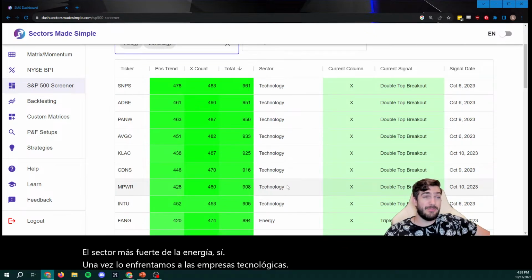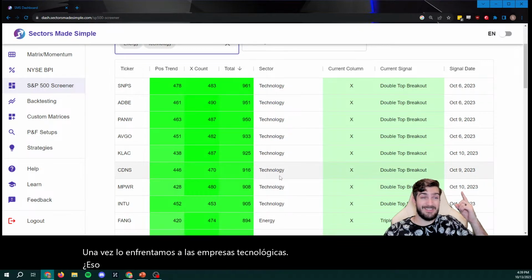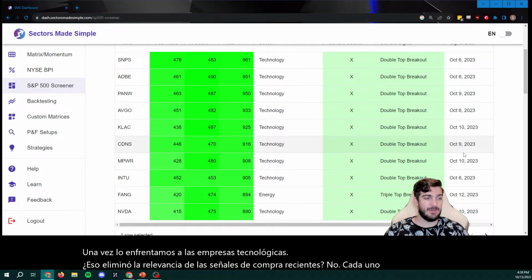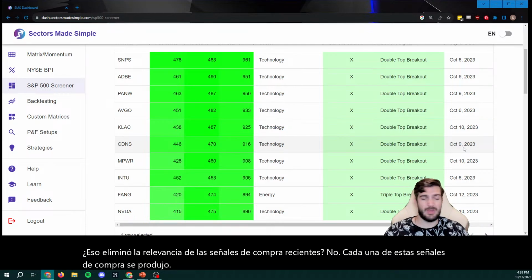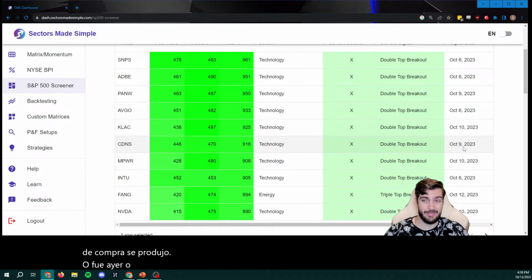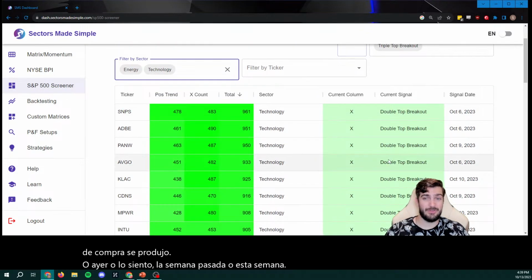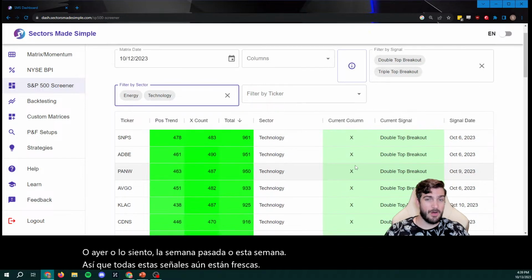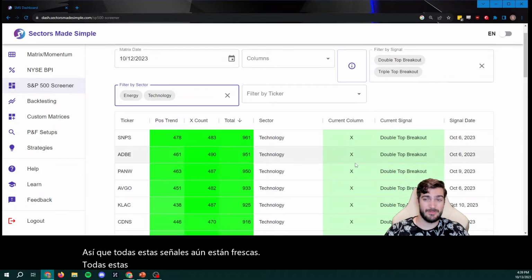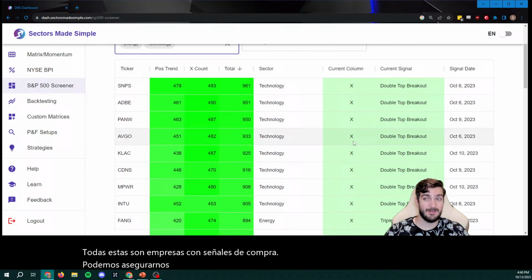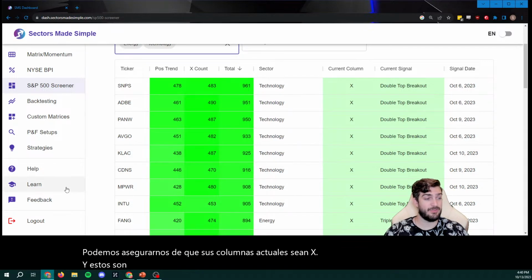Did that remove the relevance of recent buy signals? No. Every one of these buy signals occurred either last week or this week. So all of these signals are still fresh. These are all companies on buy signals. We can look to make sure that their current columns are X's. And these are all the strongest companies within their respective sectors.